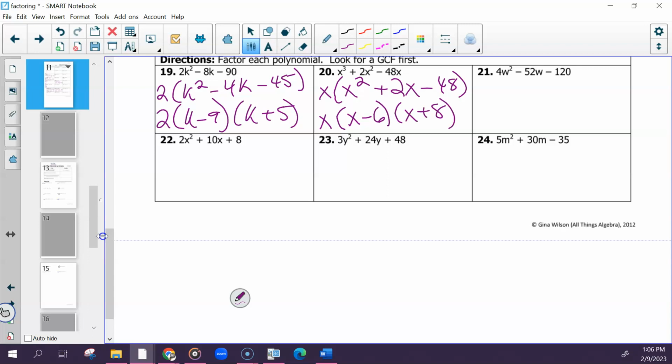Okay. If you're not sure, double check it in your calculator. Because if you were to switch those and put minus 8 and plus 6, you would not get the same thing. Questions on that one?